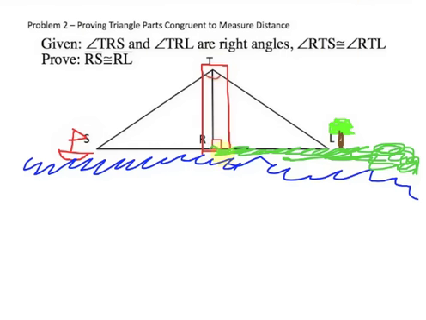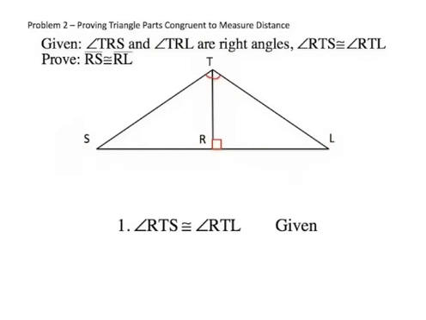represents segment TR. So we're going to try to prove that the distance from the ship to the tower is the same as from the tower to the landmark or the tree. And let's start off with our given. So we're going to say that angle RTS is congruent to angle RTL.